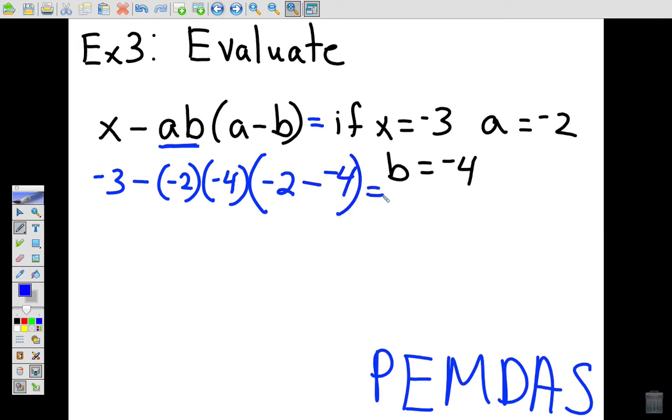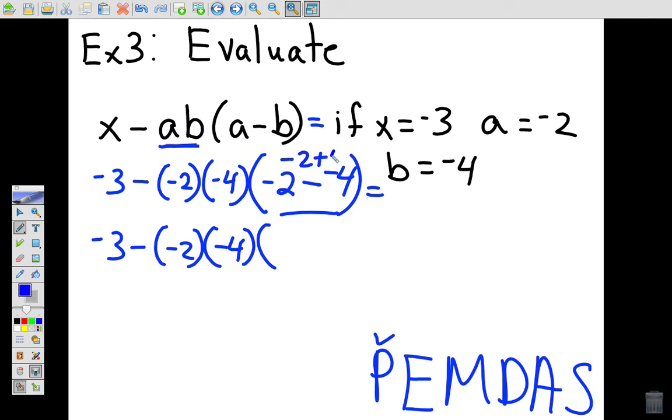Very carefully, I place those numbers in for the letters. You need to write out that step. You have to do it. Now, are there any parentheses to do work inside them? Yes. So I have a negative 3 minus a negative 2, which I'll be able to simplify here pretty soon, times a negative 4 times, what is a negative 2 minus a negative 4? That's a negative 2 plus 4. That's 2. Right? Any exponents? No. Any multiplication? Yes. Right here.